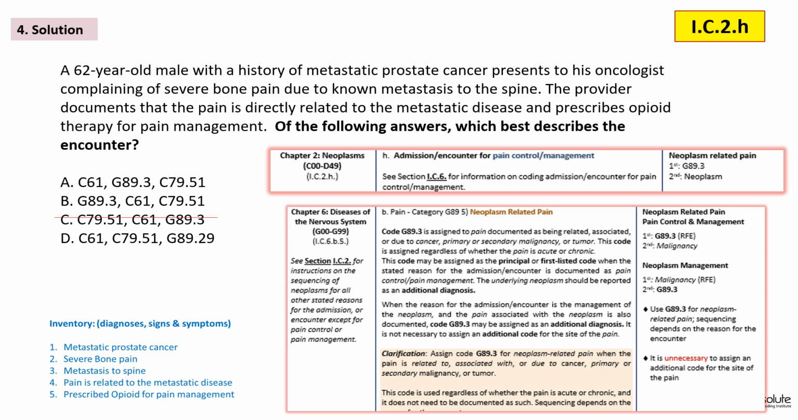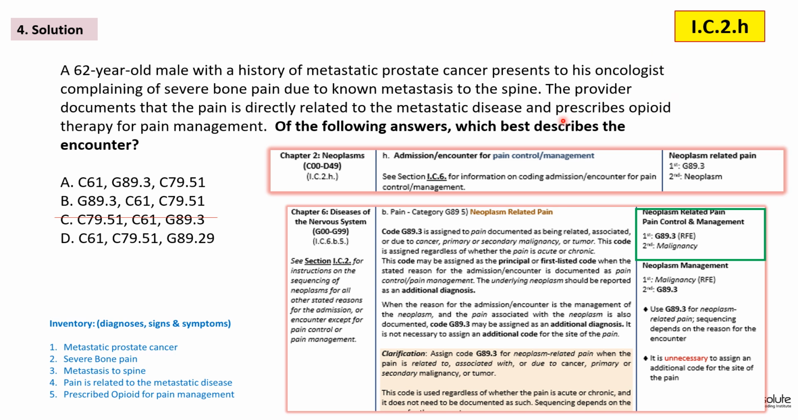IC6, well, this is the nervous system. And if you reference IC6B5, it says when your encounter is for pain control, sequence G89.3 or the reason for the encounter first, followed by your malignancy. If your encounter is for neoplasm management, you're going to sequence that malignancy first, followed by that pain code. So, our encounter, the reason for the encounter is to control pain, right?